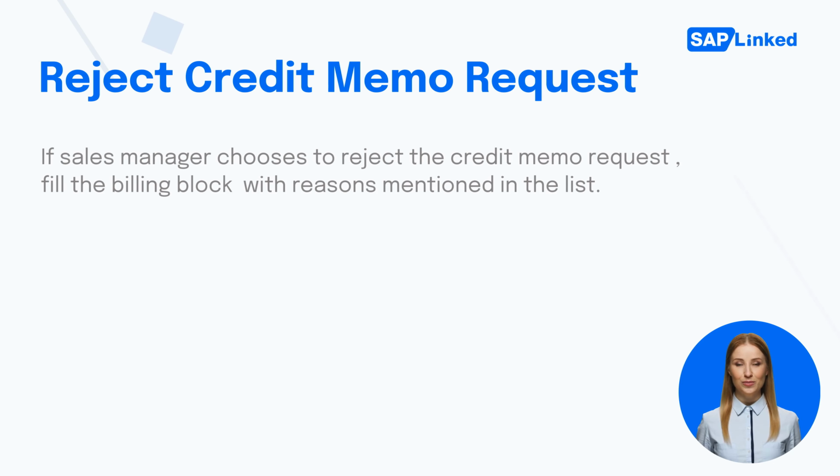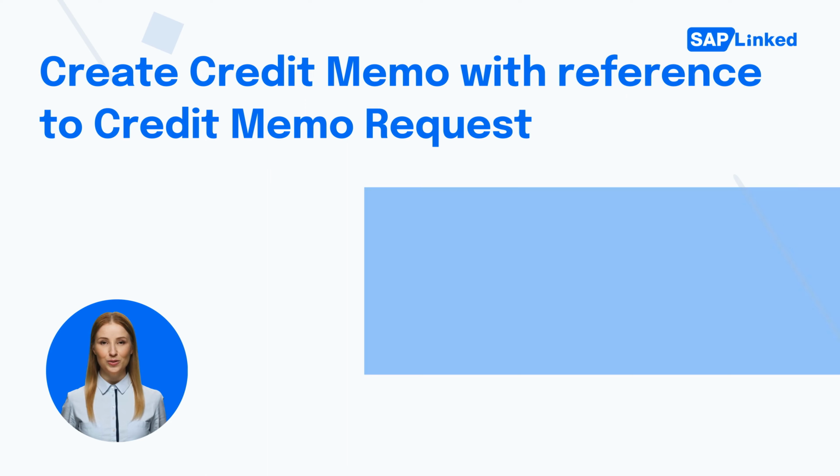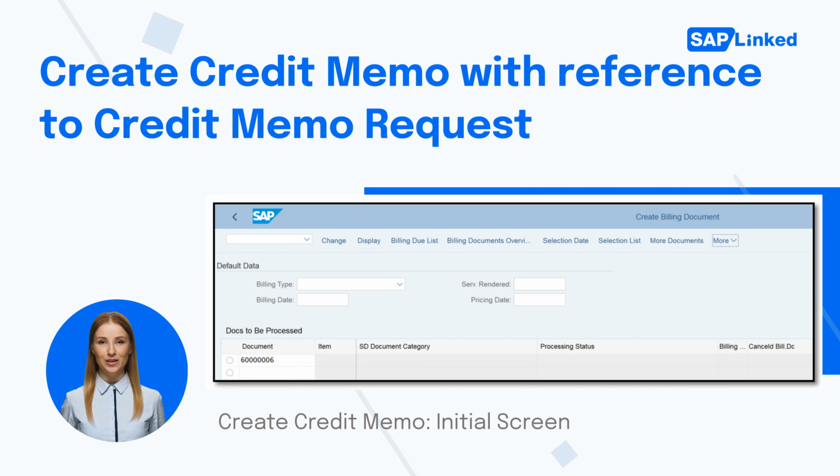Alternatively, if the sales manager chooses to reject the credit memo request, keep the billing block in place and choose one of the reasons from the list of rejection reasons in the Reason for Rejection tab at the line item level. To create the credit memo, enter the T code VF01 in the command field, and then enter the credit memo request number. Once you have provided the credit memo request number, hit enter. It shall take you to the overview page.